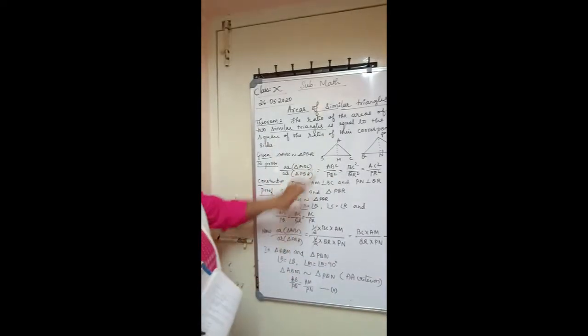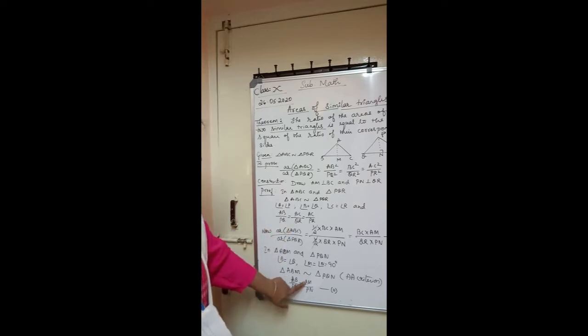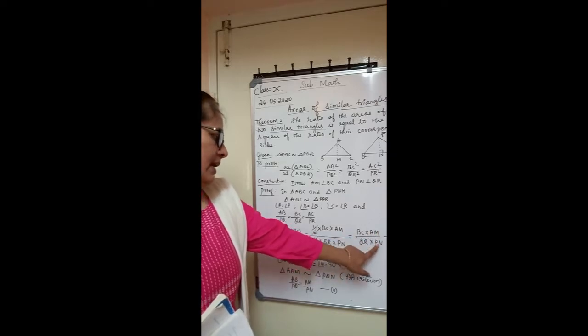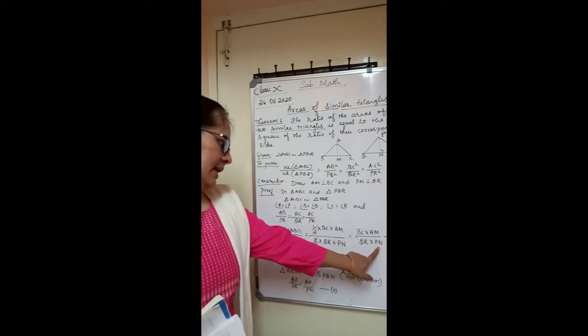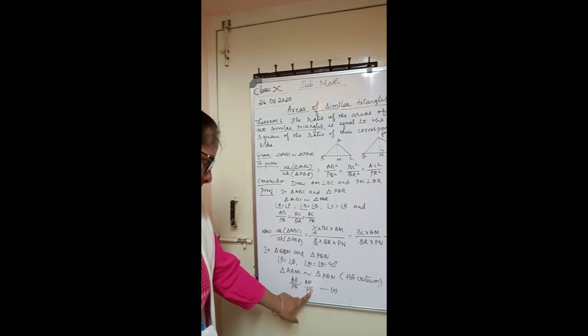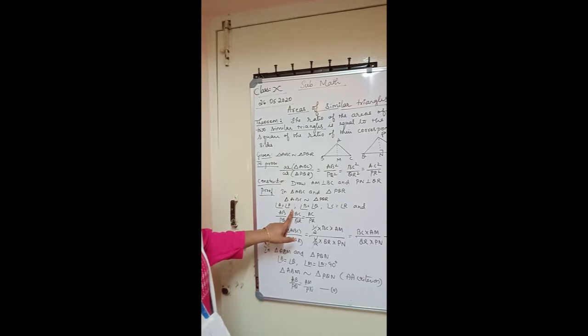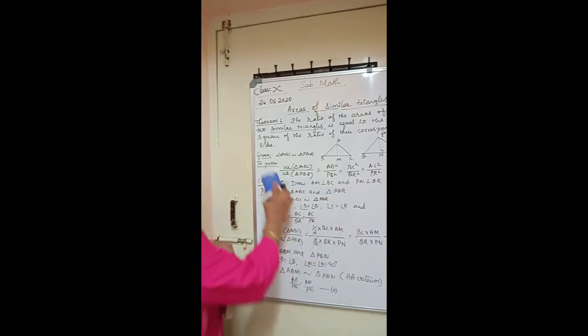Now see here, AB by PQ is also equal to BC by QR, and AB by PQ is also equal to AM by PN. Therefore, BC by QR is equal to AM by PN. So in this equation, AM by PN equals AB by PQ, and AB by PQ is also equal to BC by QR.